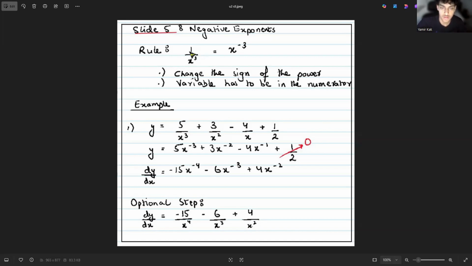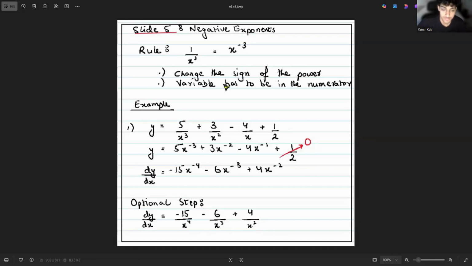So the variable usually has to be in the numerator, and then we can change the sign. If it's x to the power of -3, we can just put it in the denominator and make it 1 over x to the power of 3. So in this case, we're trying to find the derivative, right? Looking at this function, for example, y equals 5 over x to the power of 3 plus 3x to the power of 2 plus 3 over x to the power of 2 minus 4 over x plus 1 over 2.